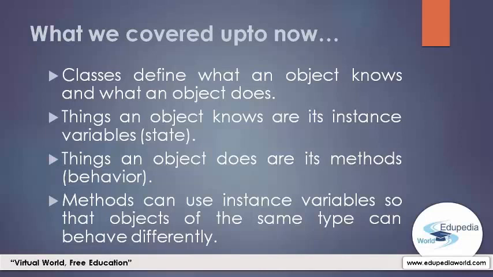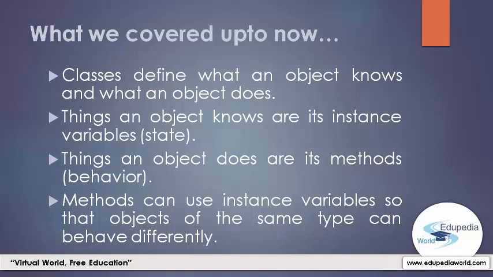Things an object knows are its instance variables, and they represent the state, and things an object does are its methods, and they represent the behavior. So methods can use instance variables so that objects of the same type can behave differently. If we take the dog class, we can create many dog objects using that class, and each object can have different instance variables. For example, the name can be different, the size can be different, and the breed can be different.